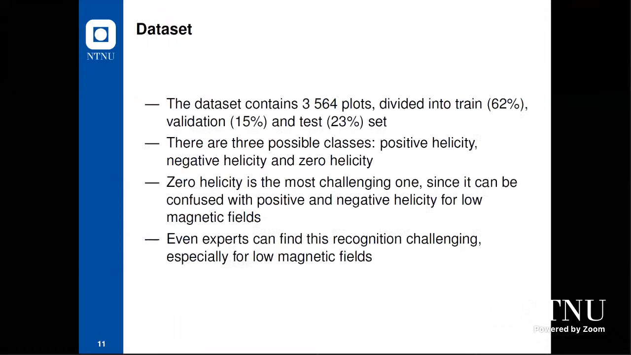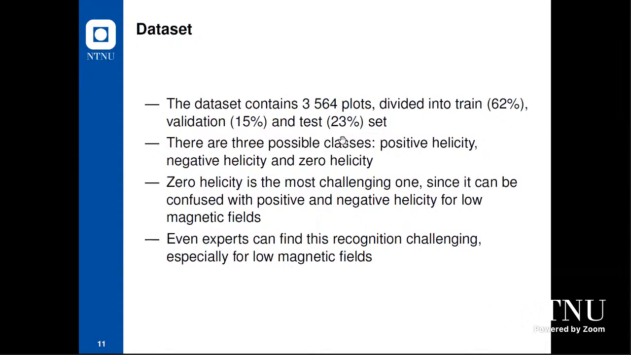So the data set consists of 3,564 plots. I have divided them into train, validation, and test set. These proportions can be changed. I have made some attempts. This one looked quite good, but it is not a very common subdivision. So I will try maybe with 70%, 10%, and 20%, as Ibrahim suggested.